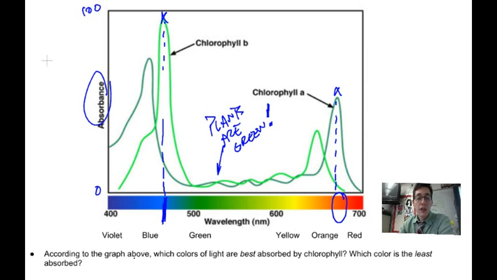According to the graph above, which colors of light are best absorbed by chlorophyll? And then which color is the least absorbed? Remember, chlorophyll A and chlorophyll B both absorb different colors, so take your peak, draw a line down, and you get those colors for the best absorbed. And then which one is the lowest? That explains again why plants are the color that they are.